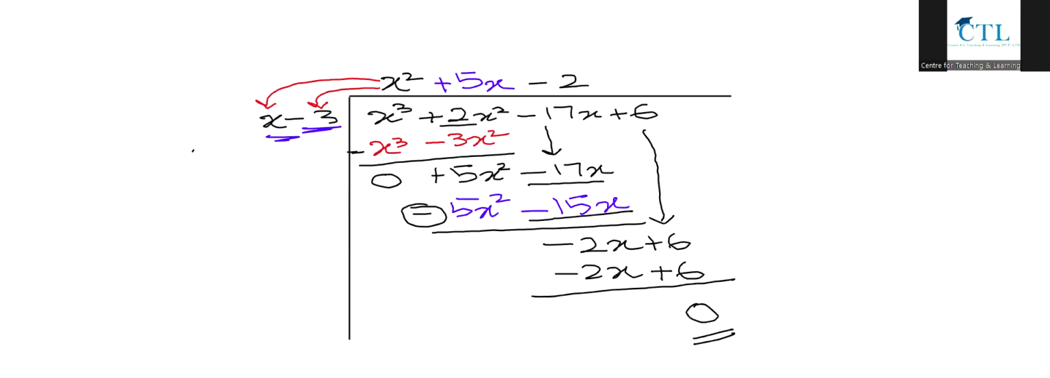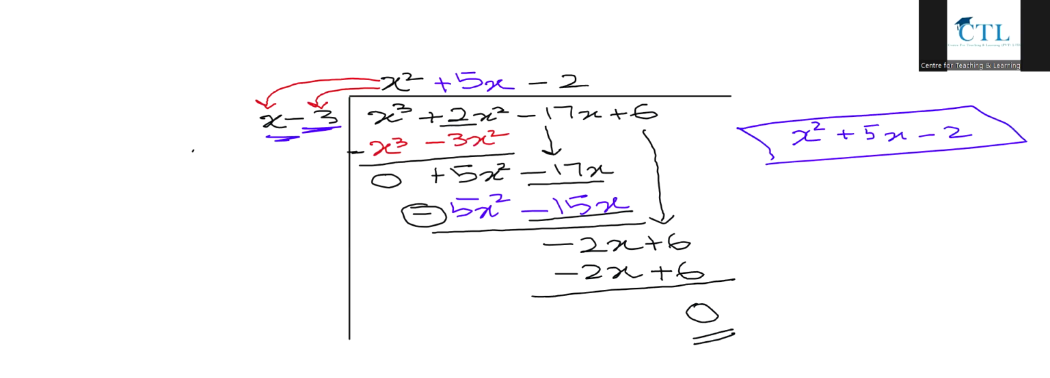So there's no remainder. And there are no other terms to be brought down as well. So this is it. The final answer would be x squared plus 5x minus 2. You got no remainders in this case. That's not the case every time. There are cases where we get remainders. In this case, we didn't have any remainders. So this is basically it.